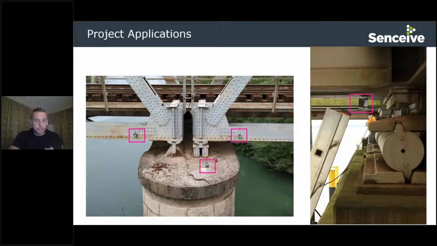Some more triaxial tilt sensors on a bridge. This is a rail bridge, as you can see. They've got them both on the columns themselves and on the bridge to measure any of those movements. Again, all talking to one another, all seen in real time, with notifications if anything starts to adjust.